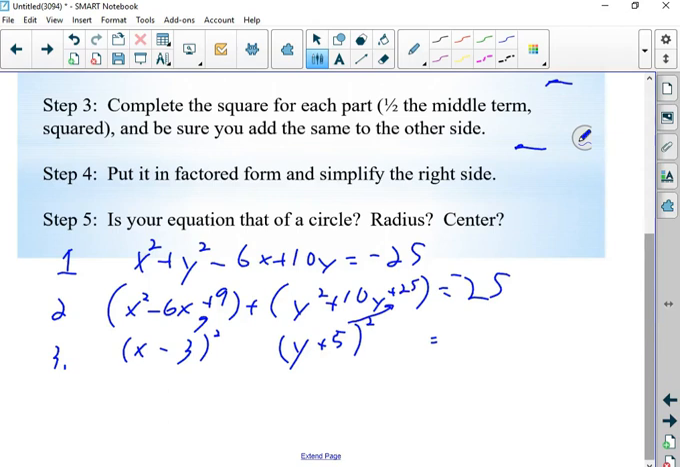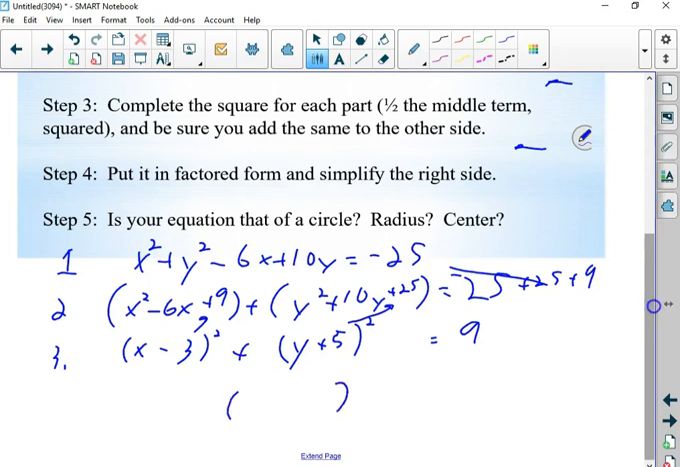All right? Now, we just added 9 and 25 to the left side. We need to add 25 and 9 to this side. Whatever we do to one side, we must do to the other. Well, you can see what's going to happen with 25. It's going to cancel. 25 minus 25 is 0. That's just going to leave us 9. And look what we've got. We have center radius form.